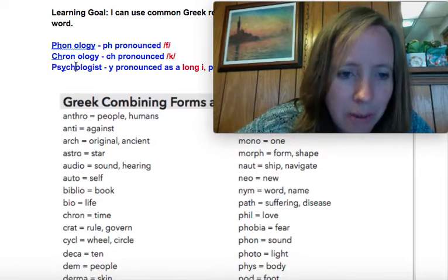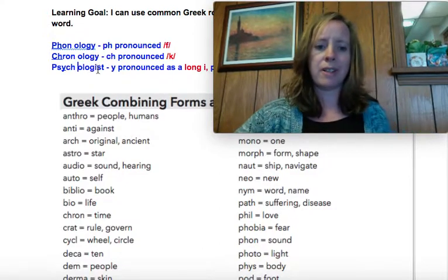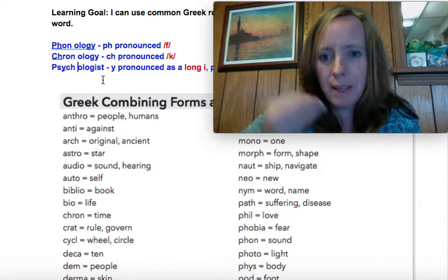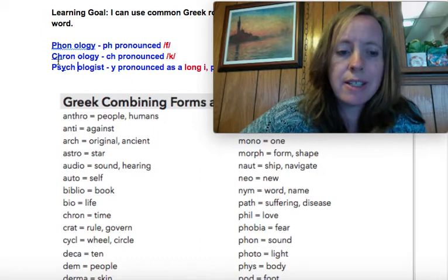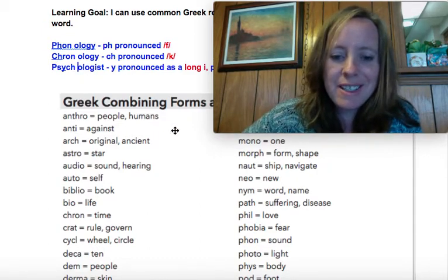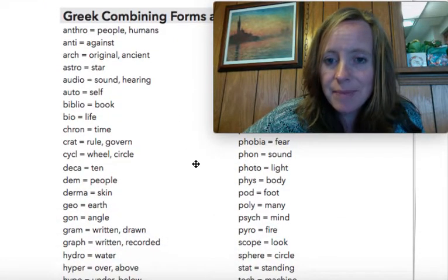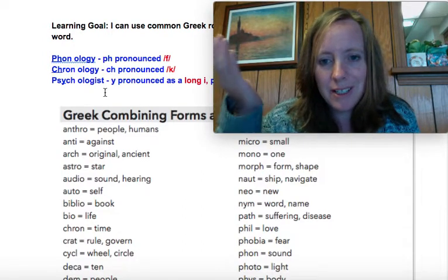Psychologist. Okay, so I'm going to separate the psych from, there's that ology part, ologist. The ist part just means that it's a someone. So it's someone who studies, sort of like working backwards, isn't it? Someone who studies psych. And psych is the mind. So a psychologist is someone who studies the mind. Pretty easy, right?